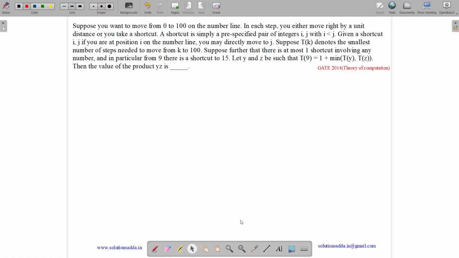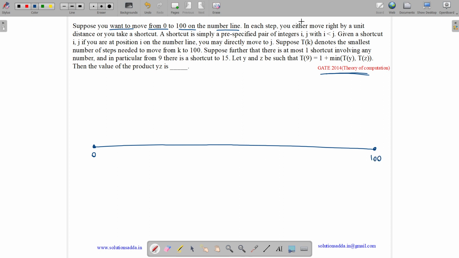This question belongs to Theory of Computation and was asked in GATE CSE 2014 set 3. The question states, suppose you want to move from 0 to 100 on a number line. So we have a number line like this and we are at point 0 and we want to move till 100. In each step, you either move right by a unit distance or you take a shortcut.